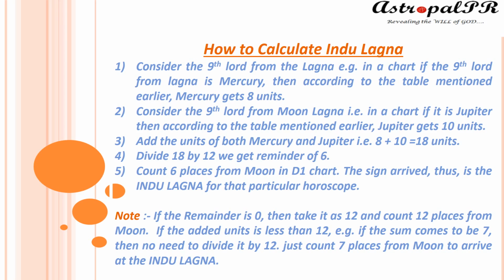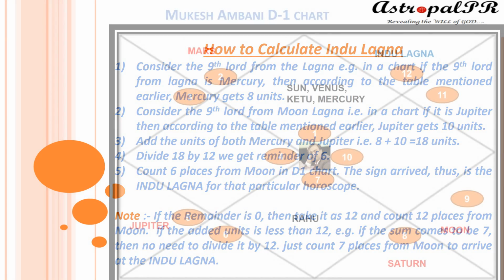Now dividing 18 by 12, we get the remainder as 6. So counting 6 places from Moon in the D1 chart, the sign thus arrived at is the Indu Lagna for that particular horoscope. One thing to be noted is that if the remainder is 0, then take it as 12 and count 12 places from Moon. If the added units are less than 12, for example if the sum comes to be 7, then there is no need to divide it by 12. Just count 7 places from Moon to arrive at the Indu Lagna.